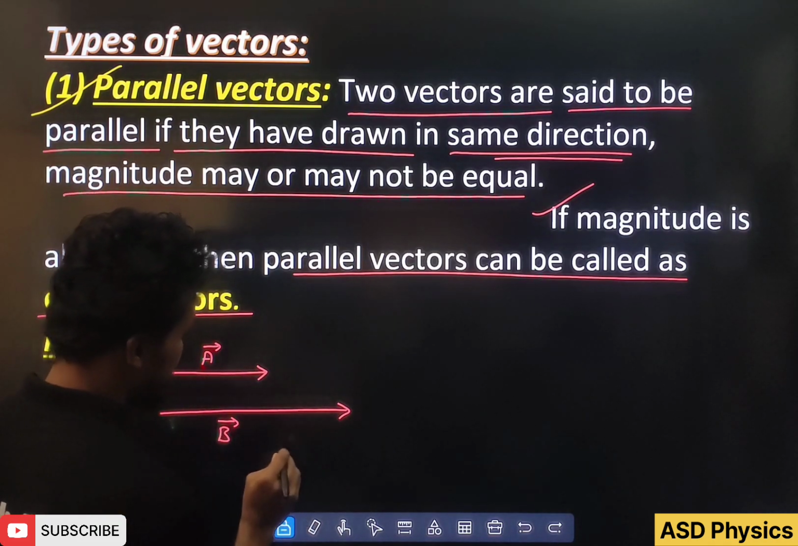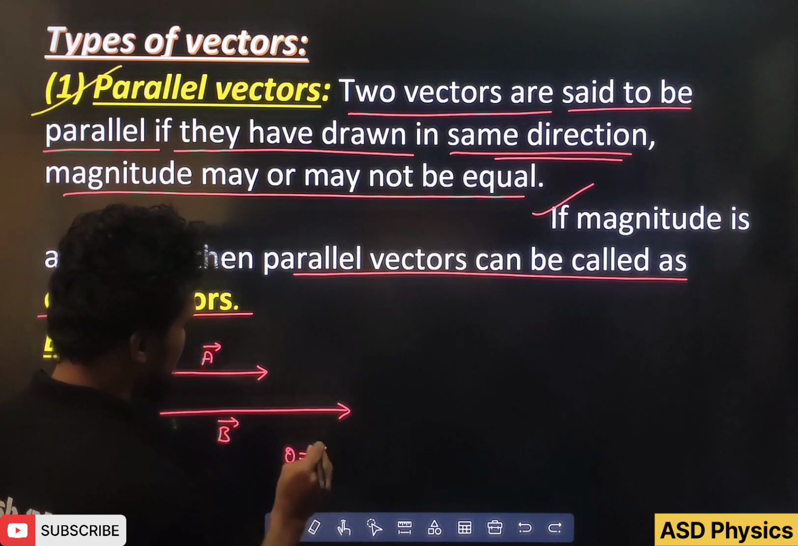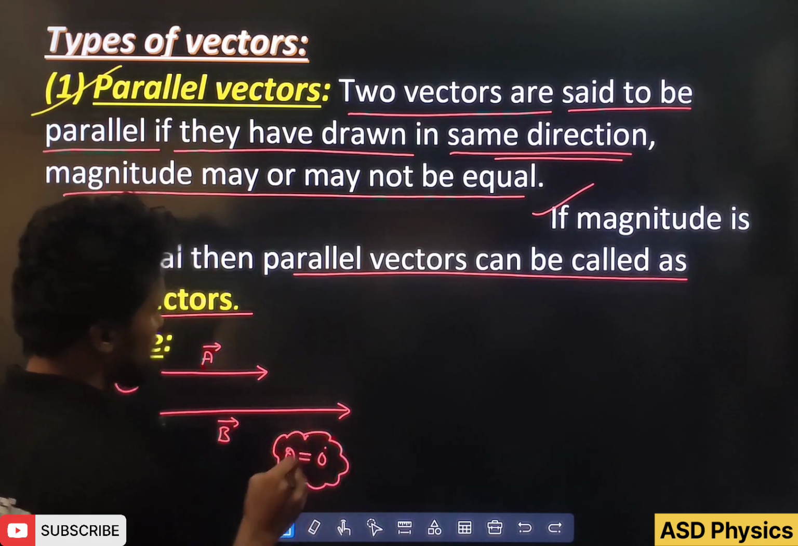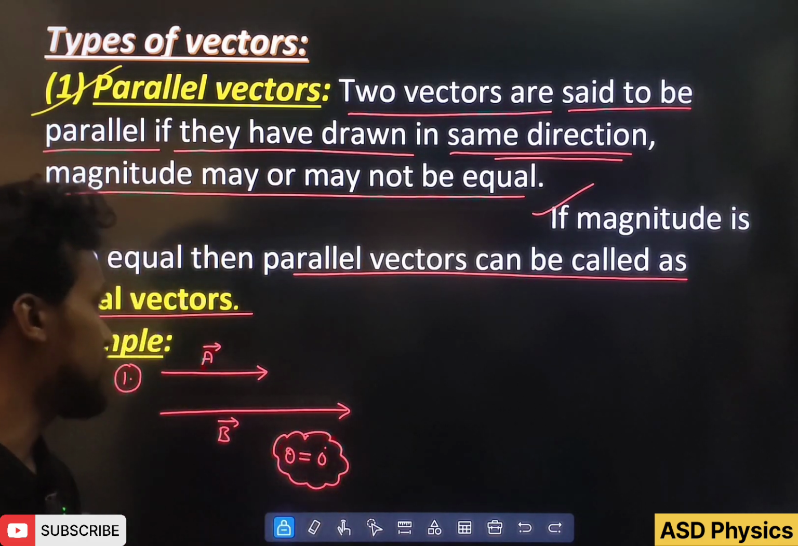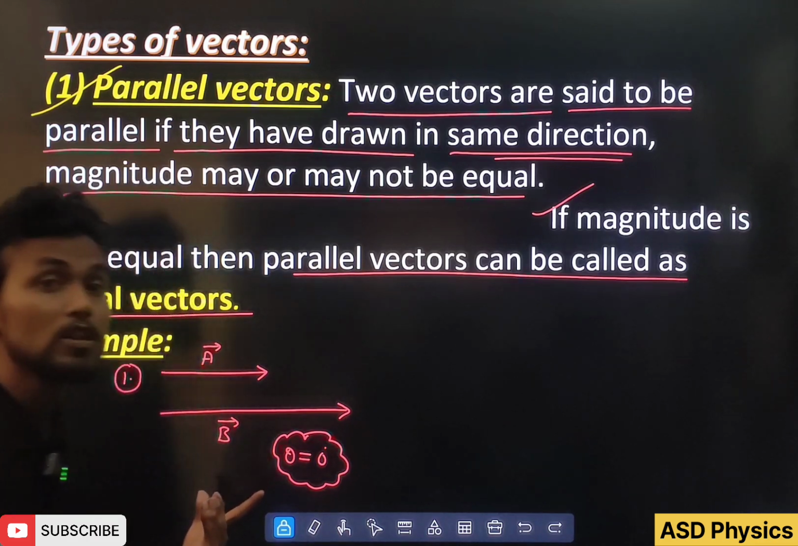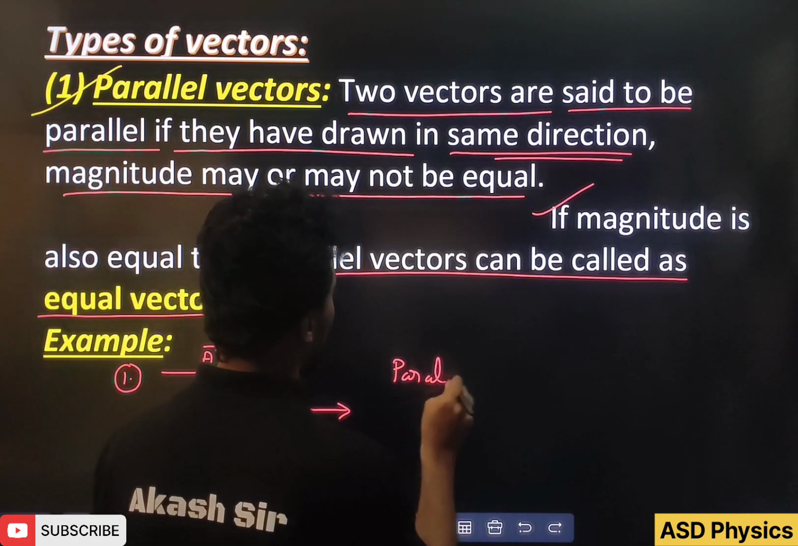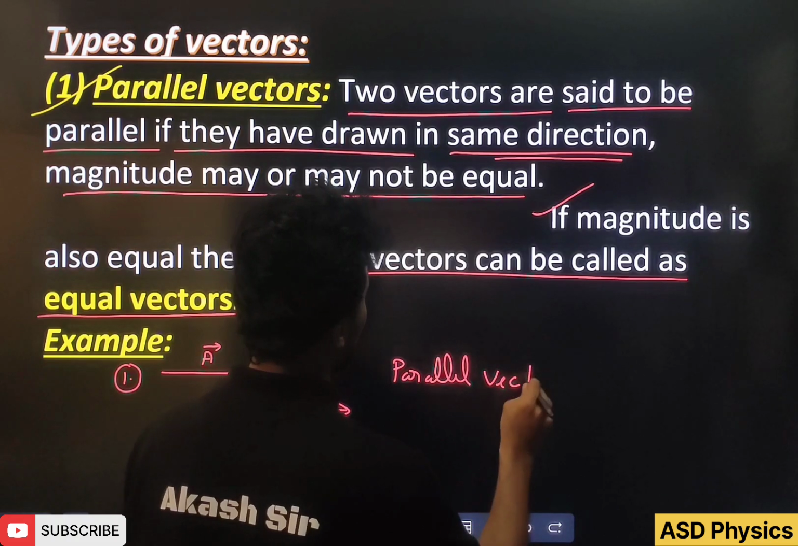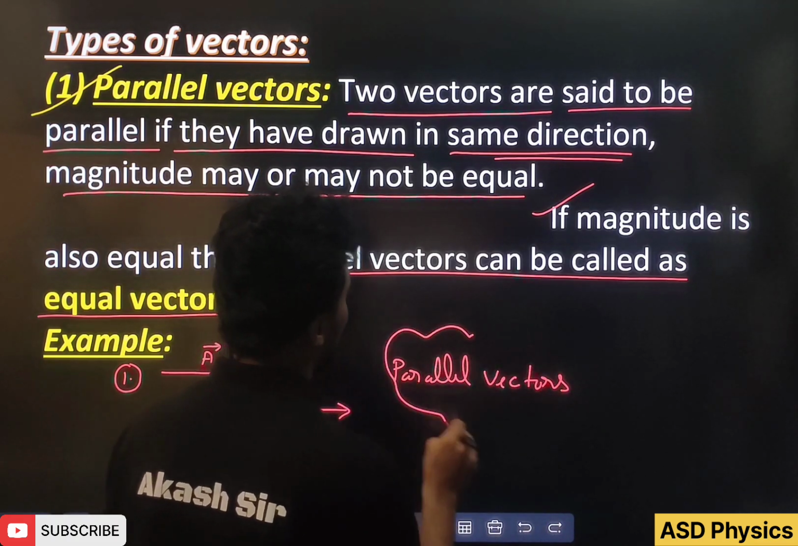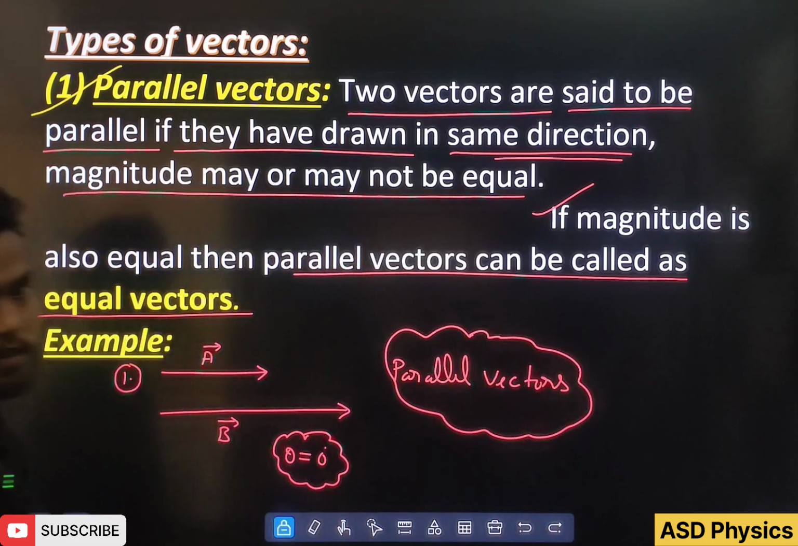So here, students, we can tell this angle theta is 0 degrees. The angle concept we will learn in further videos, but here remember that theta is 0 degrees. So which vectors are they called? They are called parallel vectors.